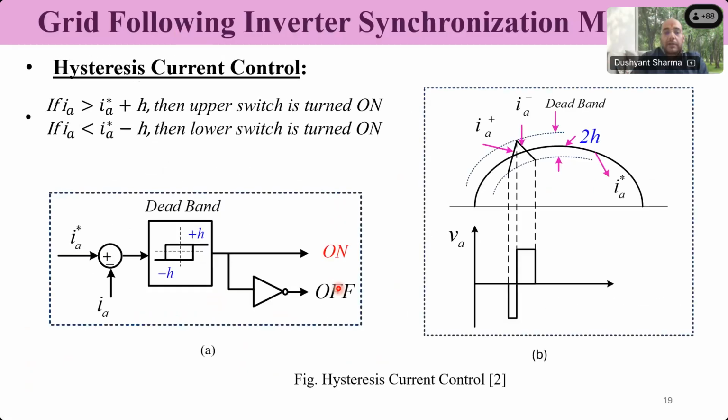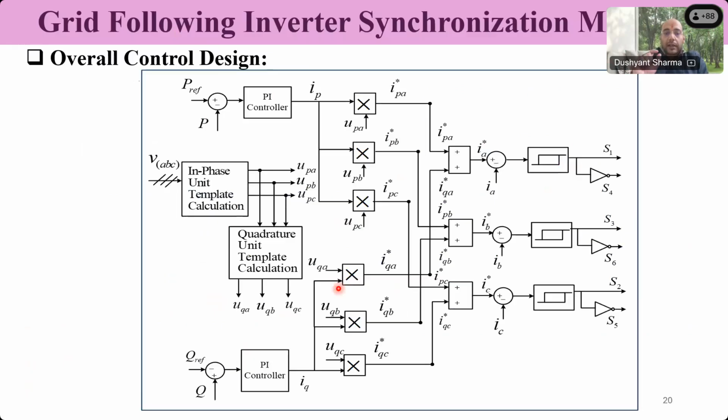Now, we can multiply with the current references, the in-phase current reference and the quadrature current reference, just like we have done previously. The P reference minus P, through the PI control, will give me the in-phase current component magnitude, or the peak. The Q reactive power control will give me the Q phase peak. We can multiply with the unit templates. Here, P represents the in-phase component and Q represents the quadrature component, A, B, C.